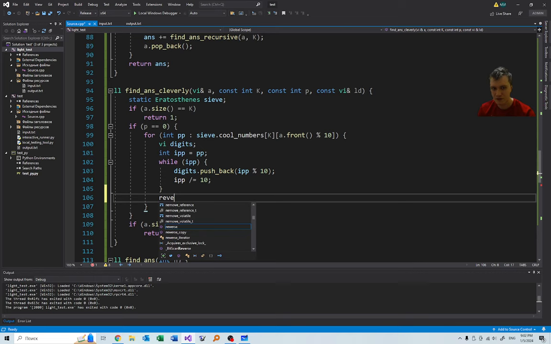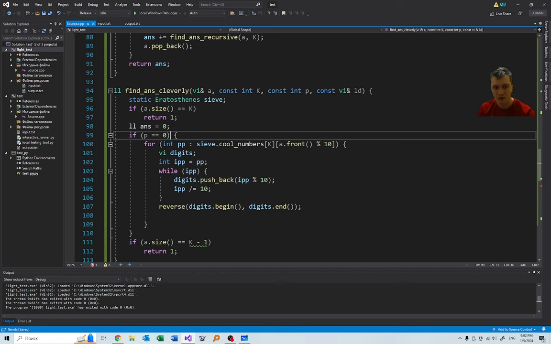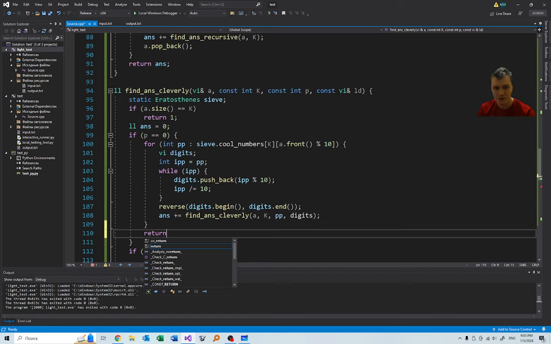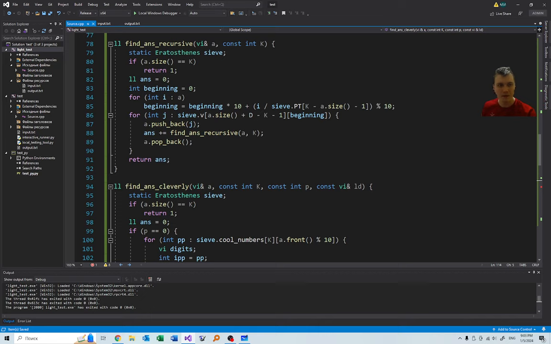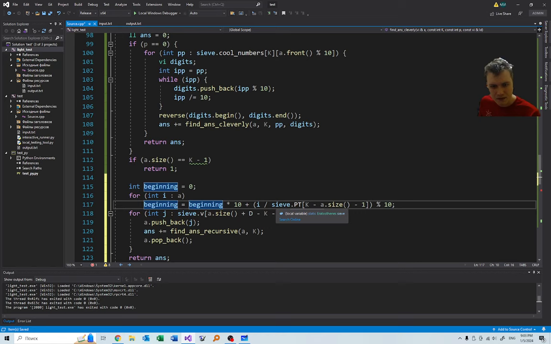And reverse. Then we need to return, no, not return, but add this to the answer. So A K P L D. Not P L D, but PP digits and return arms. Okay, so here we need to iterate over our current number to do it. It's done here actually. First of all, we also need to calculate the beginning. So beginning is beginning times 10 plus this. I believe this is correct, actually.